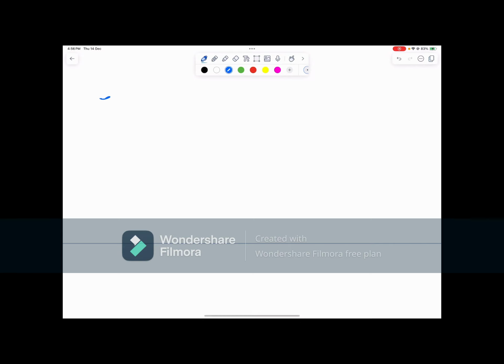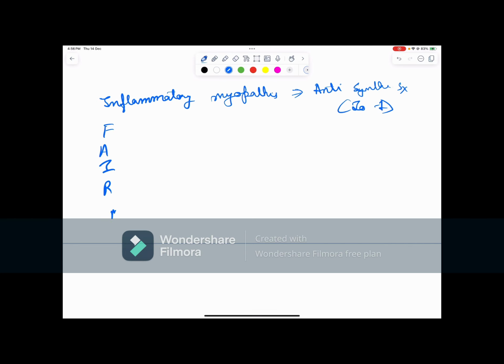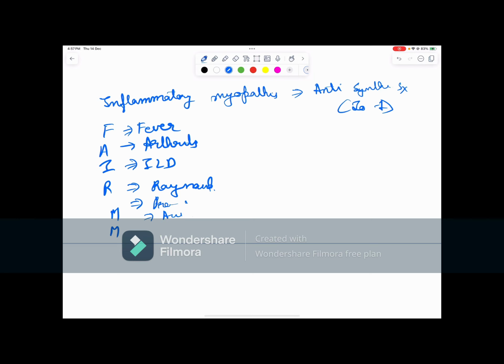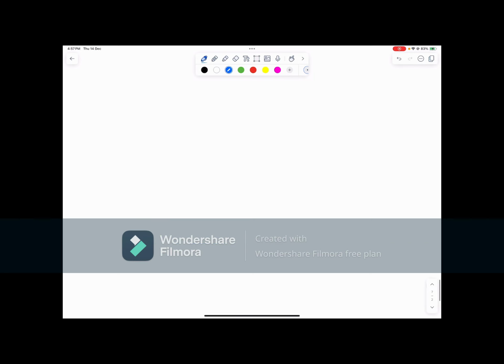Now inflammatory myopathies, you have anti-synthetase syndrome. You can remember it by the mnemonic FAIR: fever, arthritis, interstitial lung disease, Raynaud, proximal muscle weakness, and anti-amino acid tRNA synthetase enzyme. Now we move on to arthritis. In arthritis, we have to remember what would be occurring here. And I will be telling you again the important stuff that can be learned by the mnemonic.